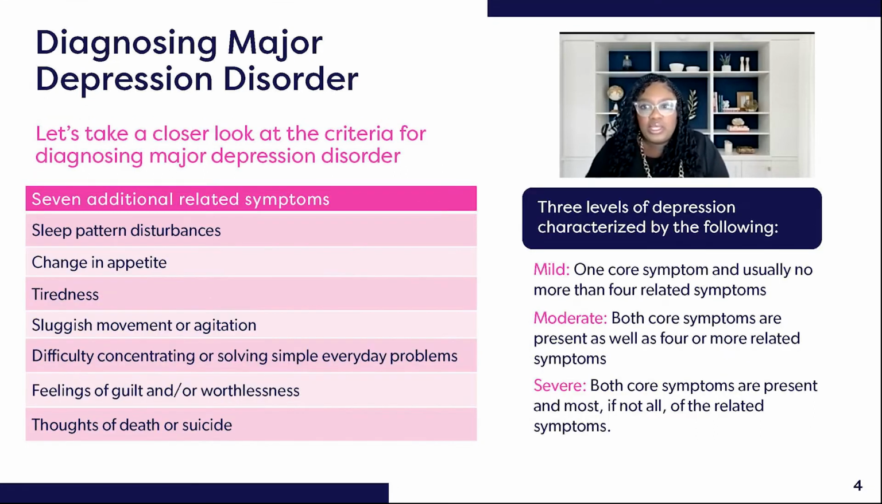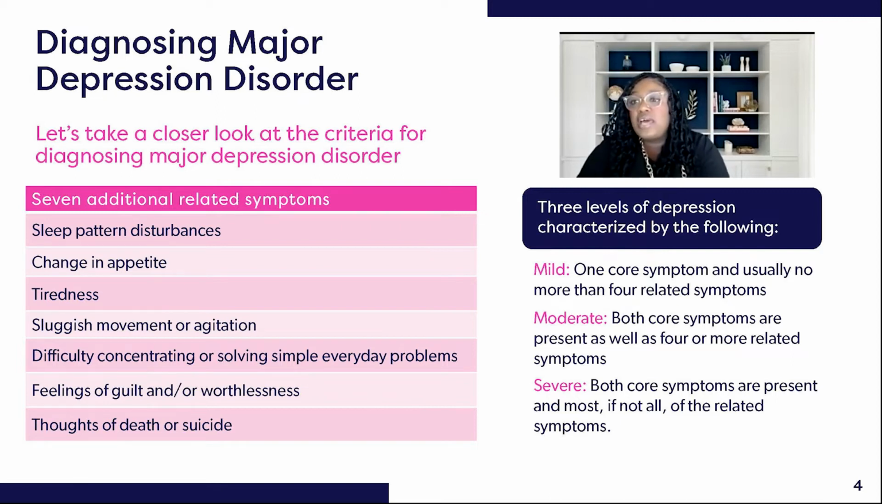Okay. So when you look at that criteria again for diagnosing major depressive disorder, 7 additional related symptoms are there as well: sleep pattern disturbances, change in appetite, tiredness, sluggish movement or agitation, difficulty concentrating or solving simple everyday problems, feelings of guilt and or worthlessness, thoughts of death or suicide.